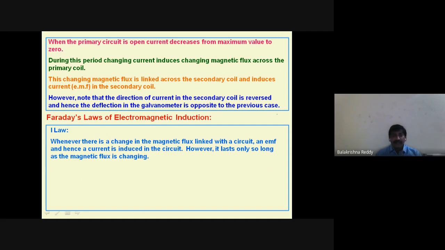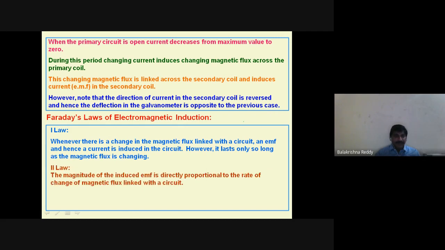However, it lasts only so long as the magnetic flux is changing. This will be there only until the magnetic flux is changing. If the changing flux is stopped, then there is no induced EMF.